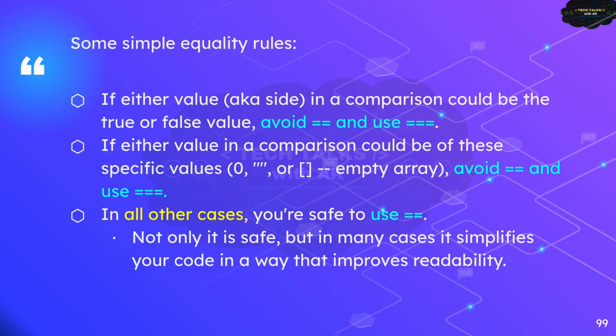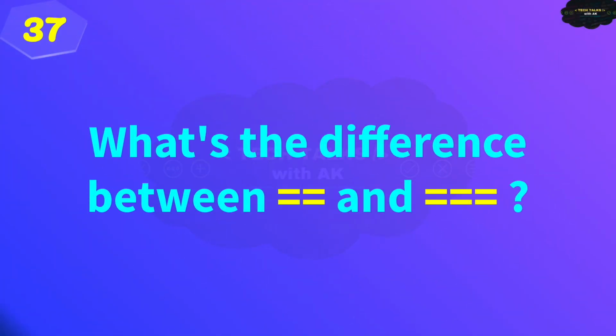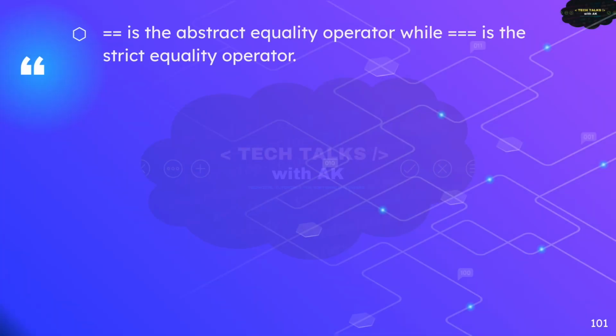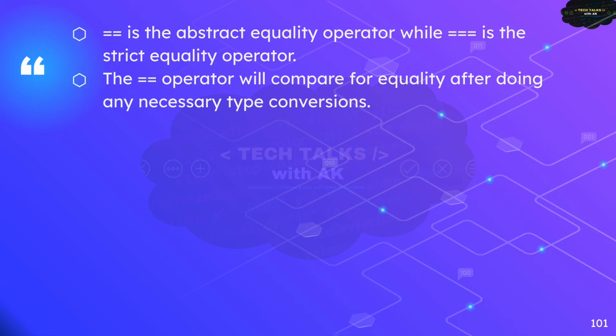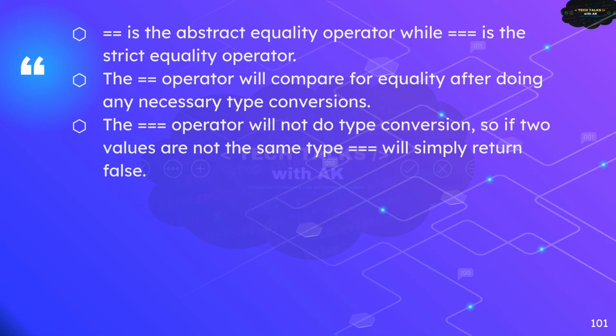Not only is it safe, but in many cases it simplifies your code in a way that improves readability. Next question is, what is the difference between double equal and triple equal? Or what is the difference between abstract equality and strict equality? And the answer is, double equal is the abstract equality operator while triple equal is the strict equality operator. The double equal operator will compare for equality after doing any necessary type conversion. The triple equal operator will not do type conversion, so if values are not of the same type, triple equal or strict equality operator will simply return false.